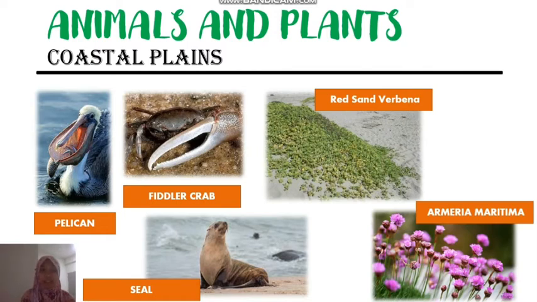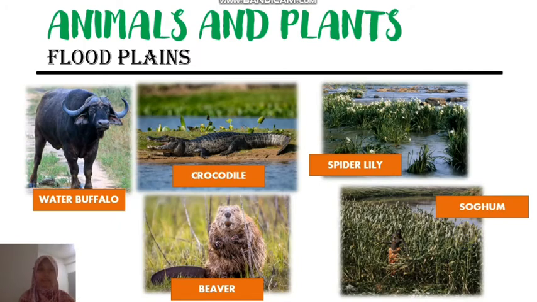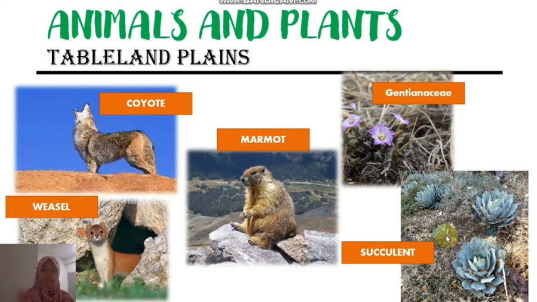Okay. Now let's go to the animals and plants that live on the coastal plains. Normally we can find all of these near the oceans: pelican, feather crab, seals, red sand verbena, Armeria maritima. Now animals and plants that can live on the flood plains, which is beside a river. What about buffalo, crocodile, beaver, spider lily, sorghum? And these are the animals and plants that live on the tableland plains: coyote, weasel, mammoth, and also succulents.